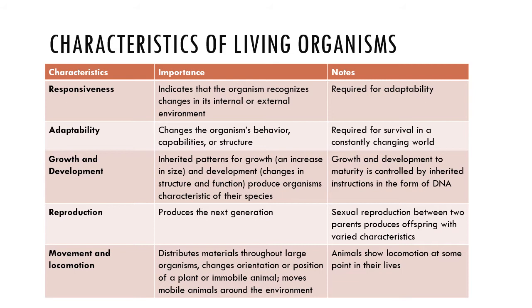Have you ever wondered what makes a living thing a living thing? Well, these are the characteristics of living organisms. Anything that we consider to be alive has these characteristics that we're going to go over. The first one is responsiveness, meaning that the organism can recognize change in its external environment and its internal environment. That's important because for an organism to survive changes in its external environment, there has to be the next characteristic, adaptability. Responsiveness recognizes change.